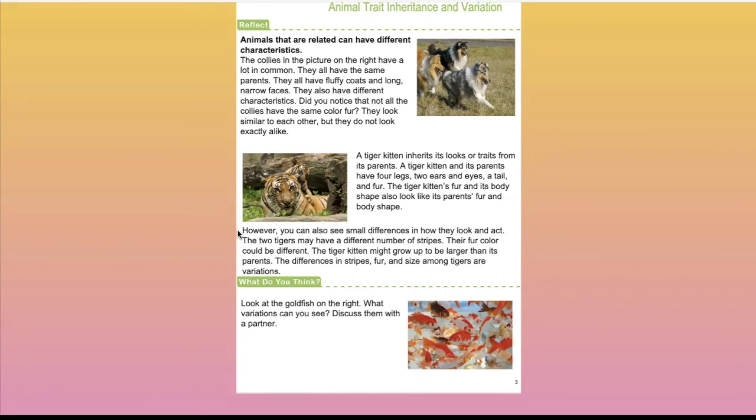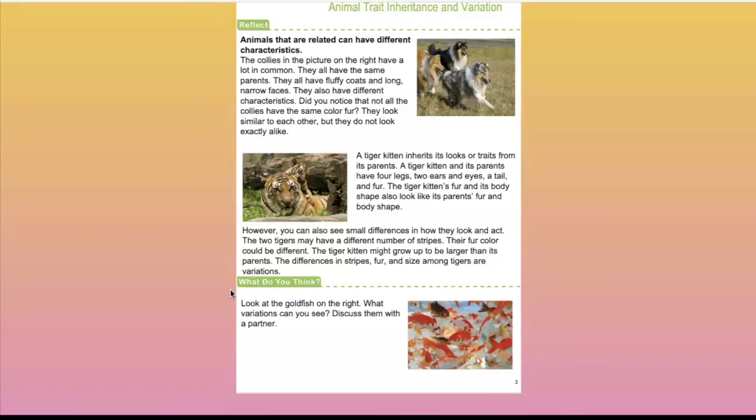However, you can also see small differences in how they look and act. The 2 tigers may have a different number of stripes. Their fur color could be different. The tiger kitten might grow up to be larger than its parents. The differences in stripes, these are the tiger's stripes, fur and size among tigers are variations.